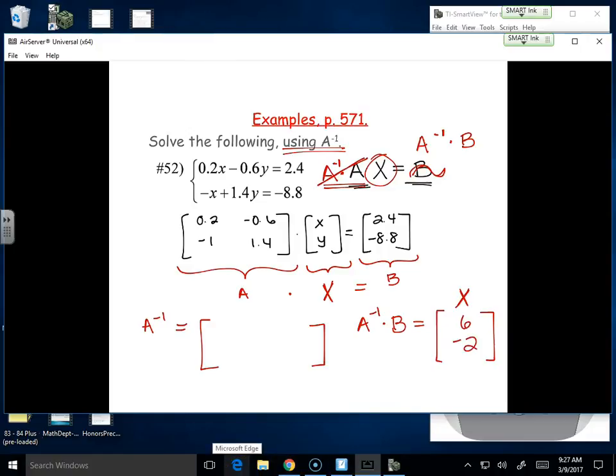6, negative 2. If you guys want to, you can plug in 6 and negative 2. X is equal to 6. Y is equal to negative 2. If you double check in the original, guess what? It works. Okay, don't get lost.